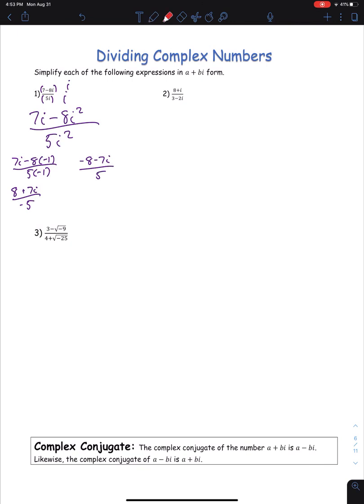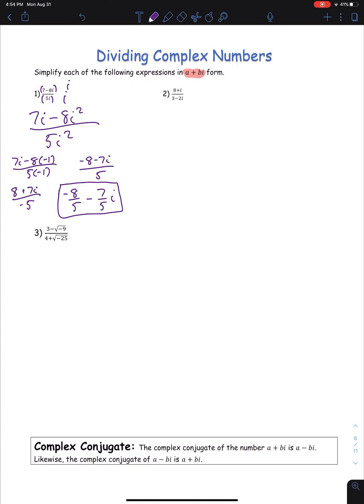Now, this is key. We have to write in a plus bi form. So I'm going to separate it into its real part and its imaginary part. So negative 8 over 5, excuse me, minus 7 over 5 i. And that is in correct a plus bi form. And that is the correct simplified version of number 1.